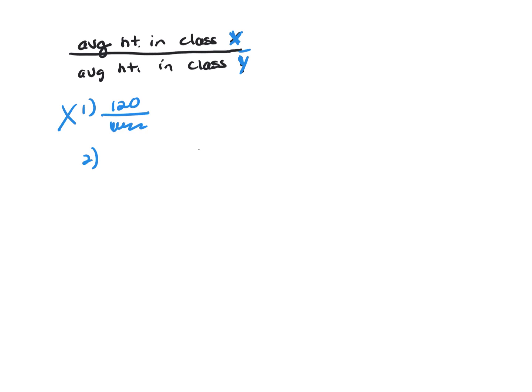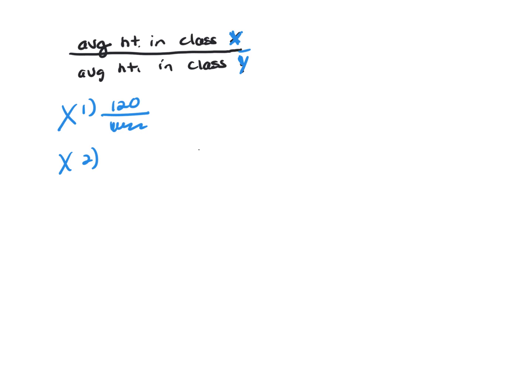The average height of the students in class X and class Y is 126. Well, there's lots of ways you can get 126. So you can't break down the average height in class X or the average height in class Y. We only know that the average height is a combined 126. So that doesn't work.